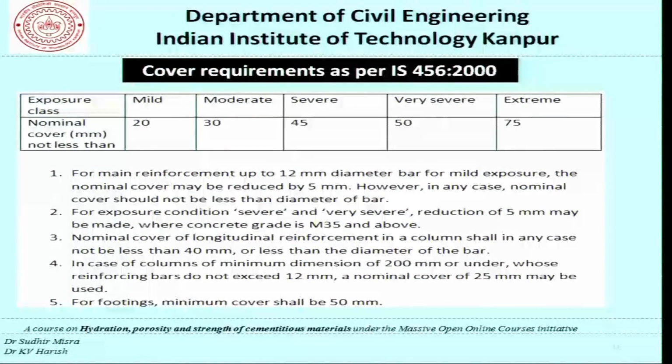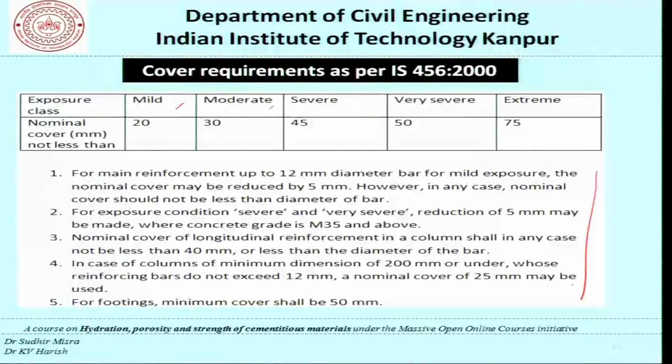Now, as far as the durability requirements are concerned, and in this document IS 456, for the 5 classifications, that is mild, moderate, severe, very severe and extreme, the nominal cover should not be less than 20, 30, 45, 50 and 75 millimeters. Now, having specified these nominal covers, there are these explanatory notes. For the main reinforcement up to 12 millimeters diameter, for mild exposure the nominal cover may be reduced by 5 millimeters. However, in any case the nominal cover should not be less than the diameter of the bar.